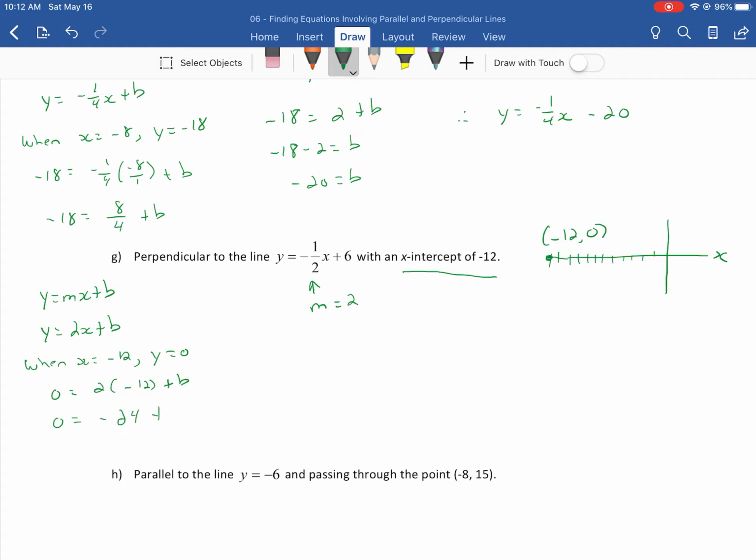2 times -12 is -24. And bring that over, and I've got my b. Therefore, y equals 2x plus 24. I've got the slope from doing the perpendicular move there, and then I've got the y-intercept by subbing in this very strange point, the x-intercept. Well, it's not that strange, but you do have to do a little bit of thinking there.